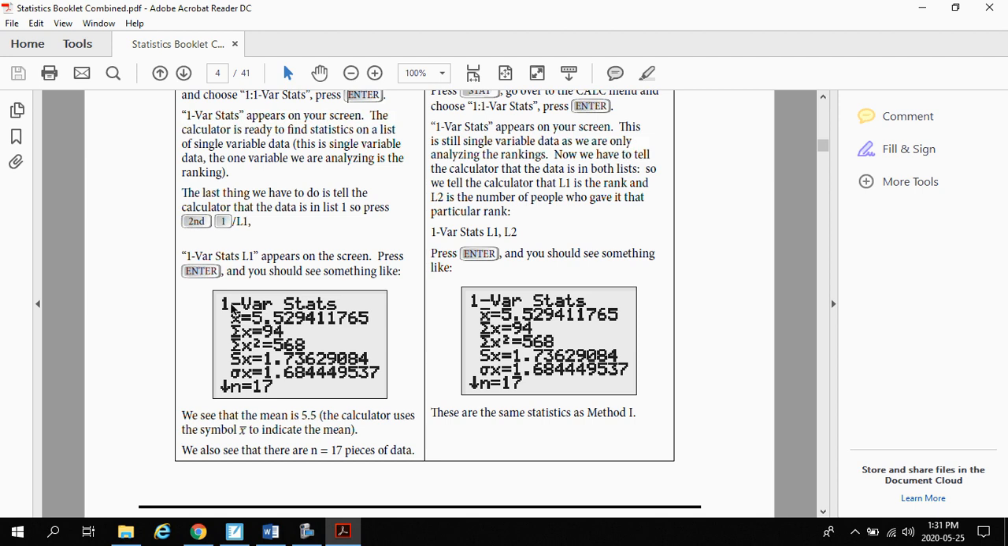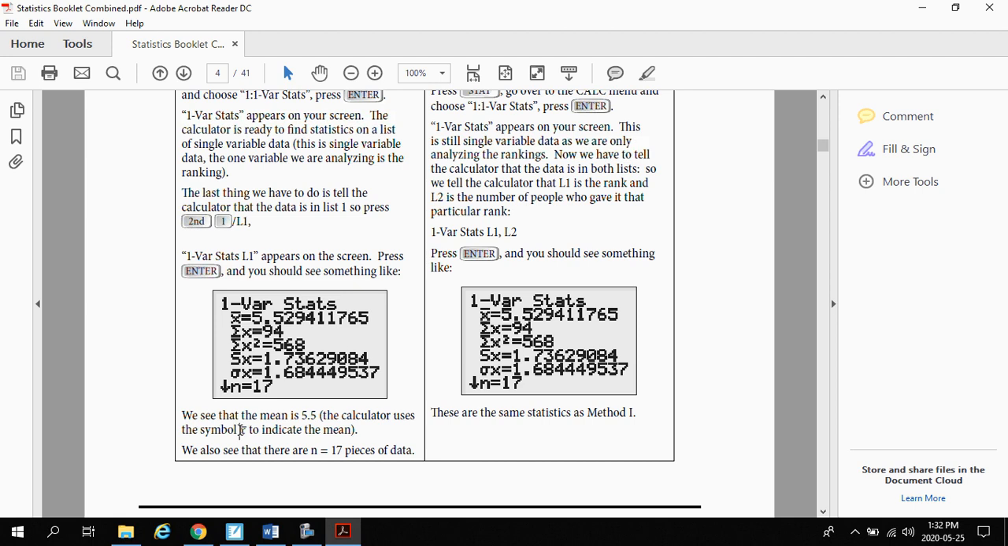So you should see something that says 1-Var Stats, and then the top one should be x with a little line over top, and it says 5.5294, and then something that looks like a really weird E with an x, E with an x squared, kind of an S with an x, and so on. And then you see there's a little arrow down that says n equals 17. So the very first one, this x with the line over the top, is actually our mean.